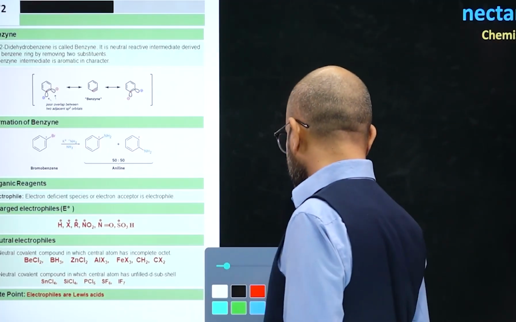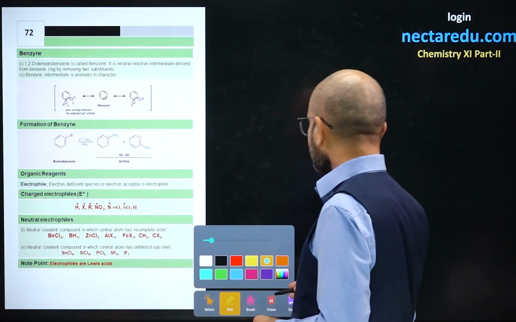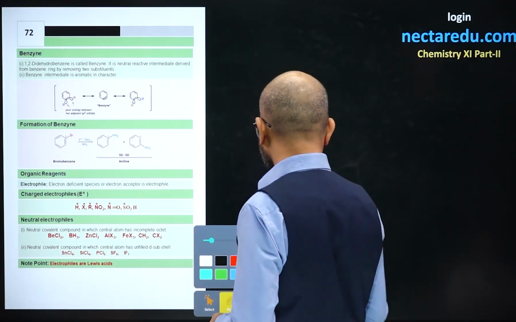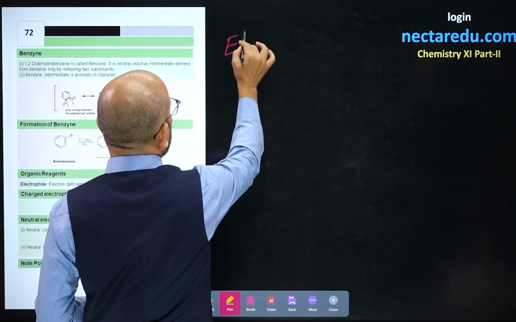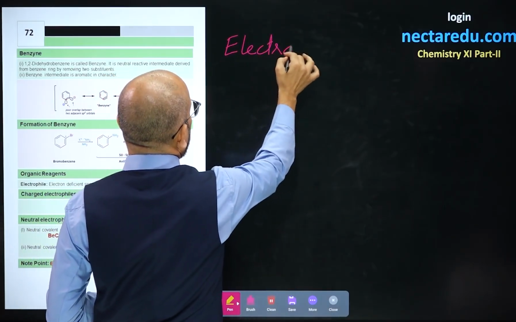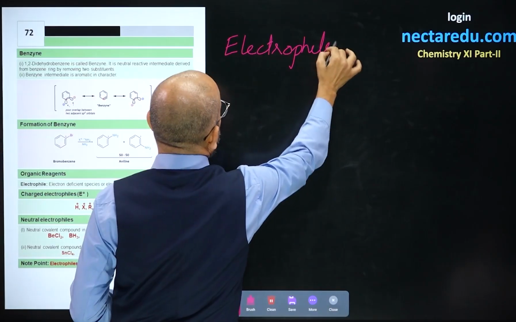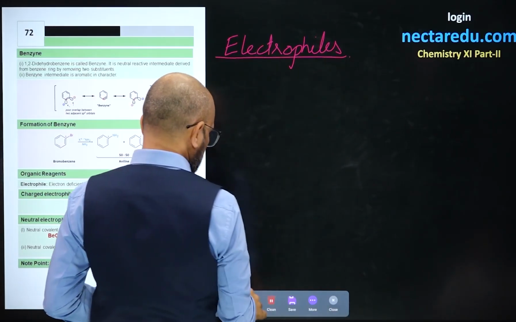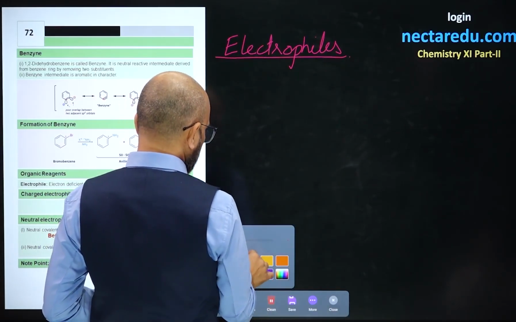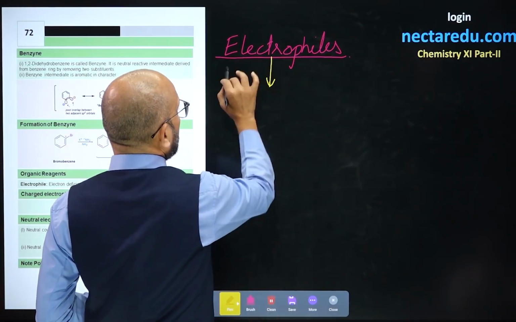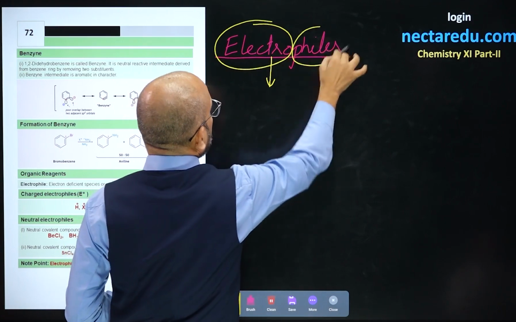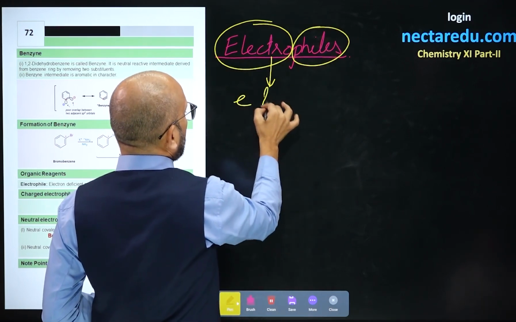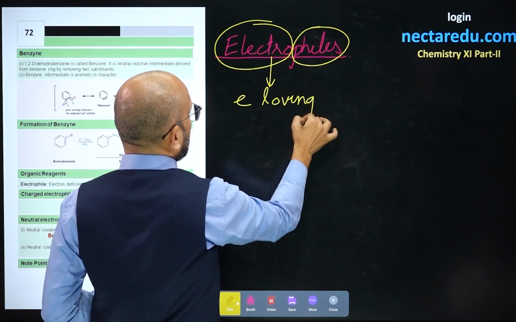Alright, next is another intermediate, and such intermediates are called electrophiles. Electrophiles are electron loving species. Electrophile, electro means electron and phile means loving. So electron loving species are called electrophiles.